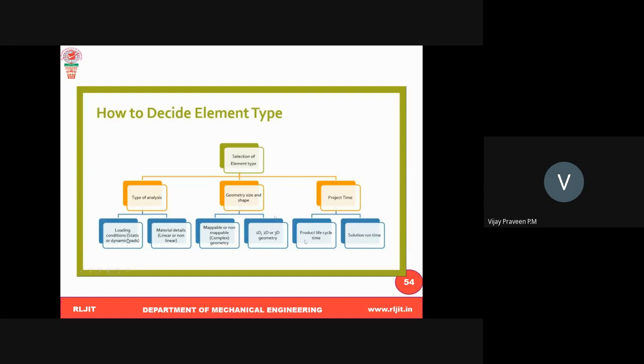In 3D, again you have to decide which type of element to use: a tetrahedron or a hexahedron, 8-noded or 10-noded. Again, you have to decide whether to go for a higher order element or a simple element. So based on this, you have to choose it.